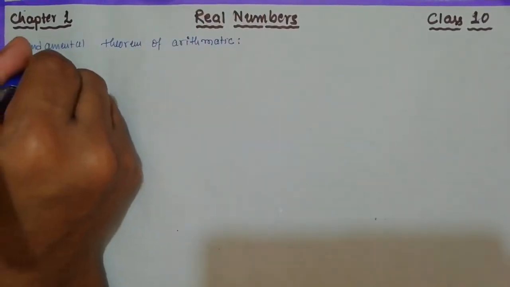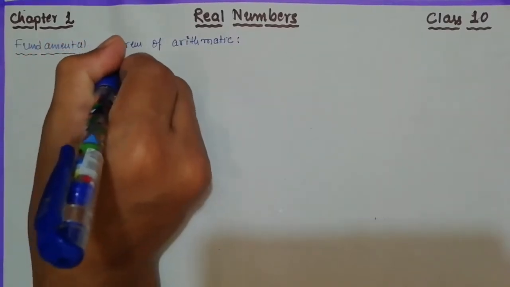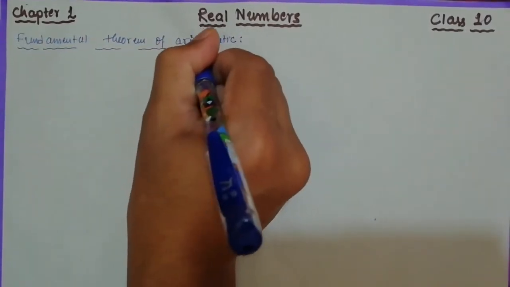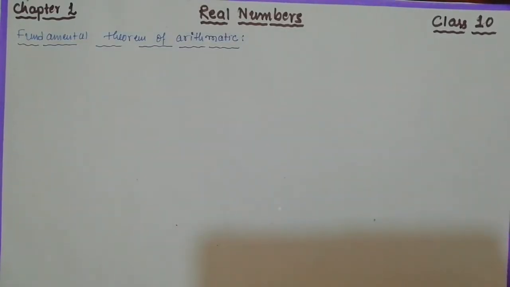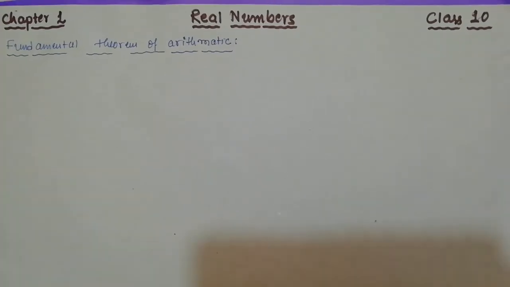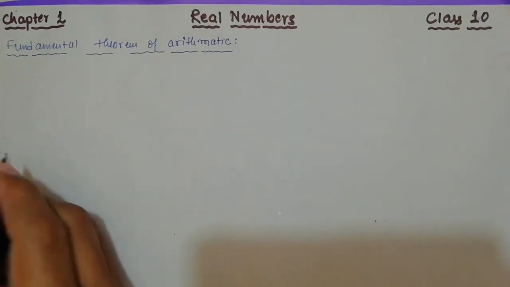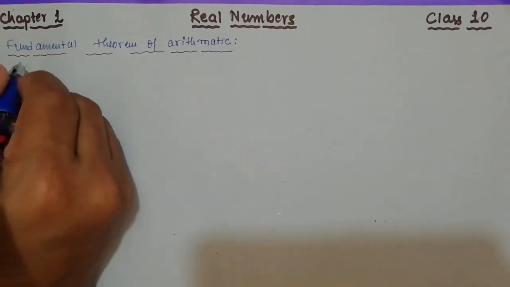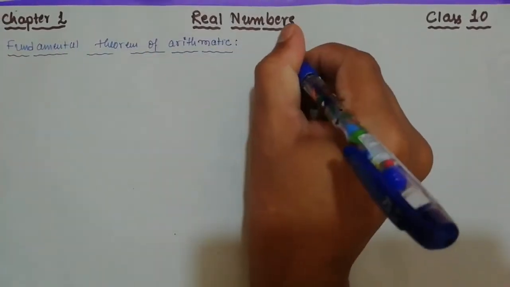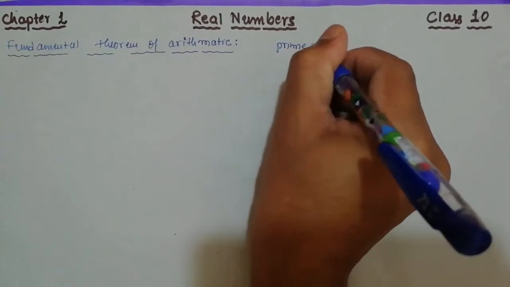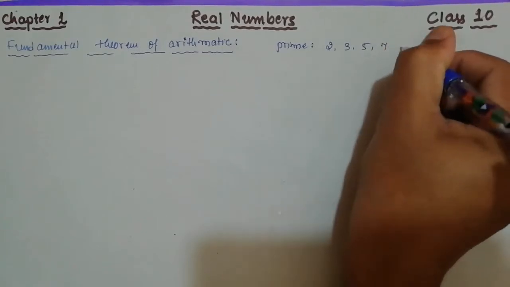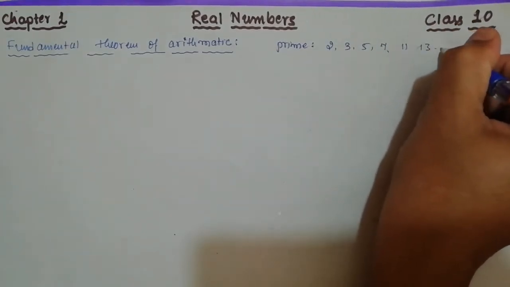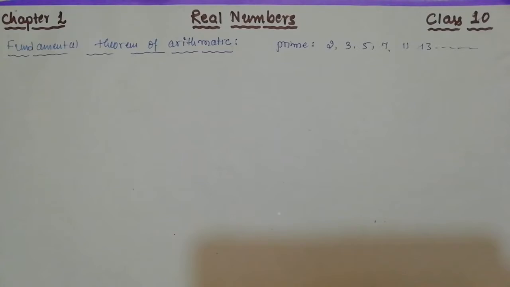It says like this: every composite number can be expressed as a product of primes, and the representation is unique apart from the order of the prime factors. Let us take an example of a number. First, let us understand what prime numbers are. Prime numbers always start from 2. Remember, 1 is not a prime number. 2, 3, 5, 7, 11, and then 13 and so on. These are called prime numbers.